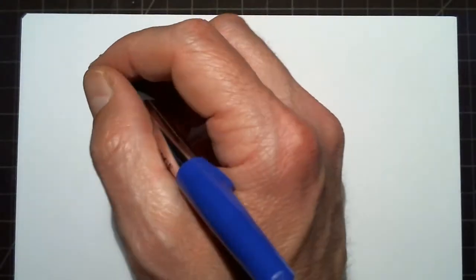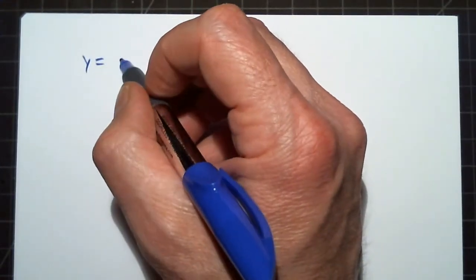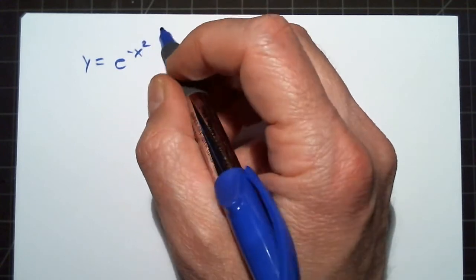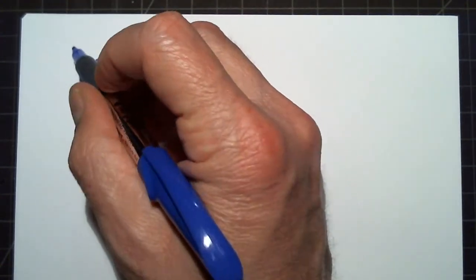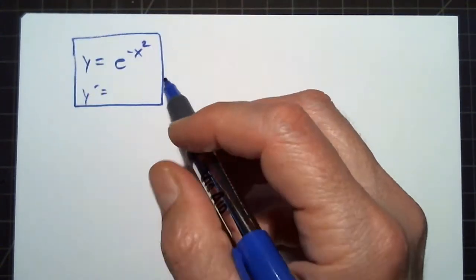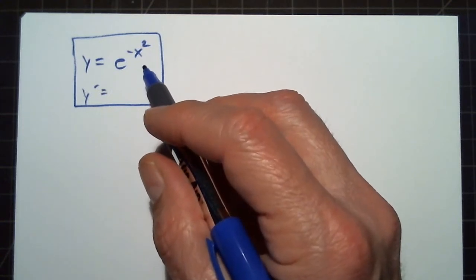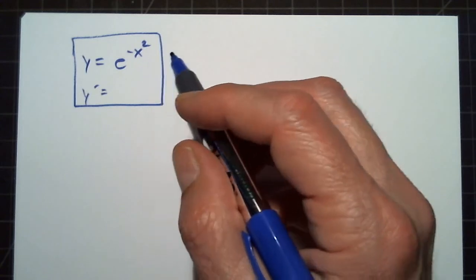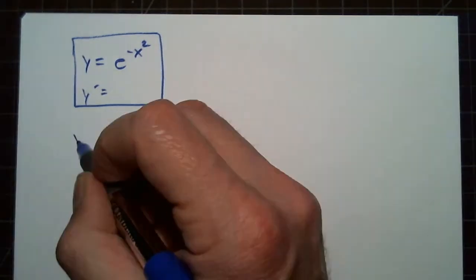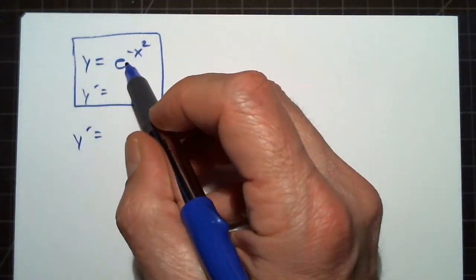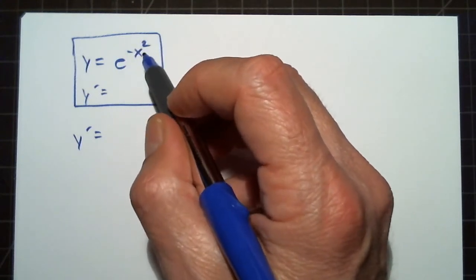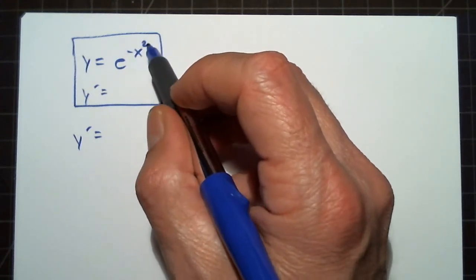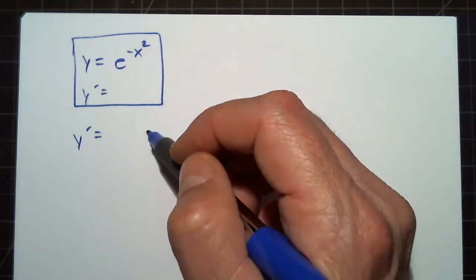Let's go to derivatives of exponentials. All right, and the derivative of e to the x is e to the x, or e to the u is e to the u. So here the derivative, we're going to look at e to the u as the outside function, and then negative x squared as the inside. We need the chain rule.